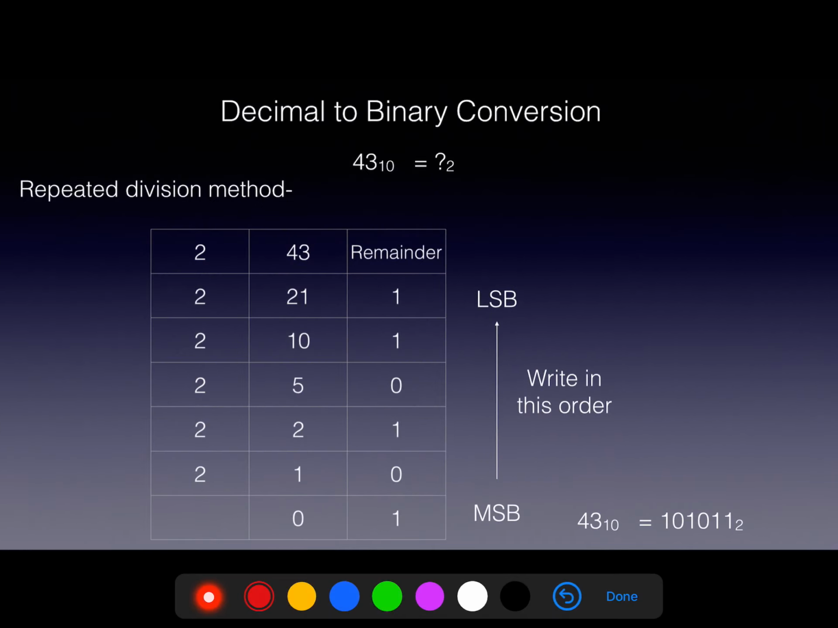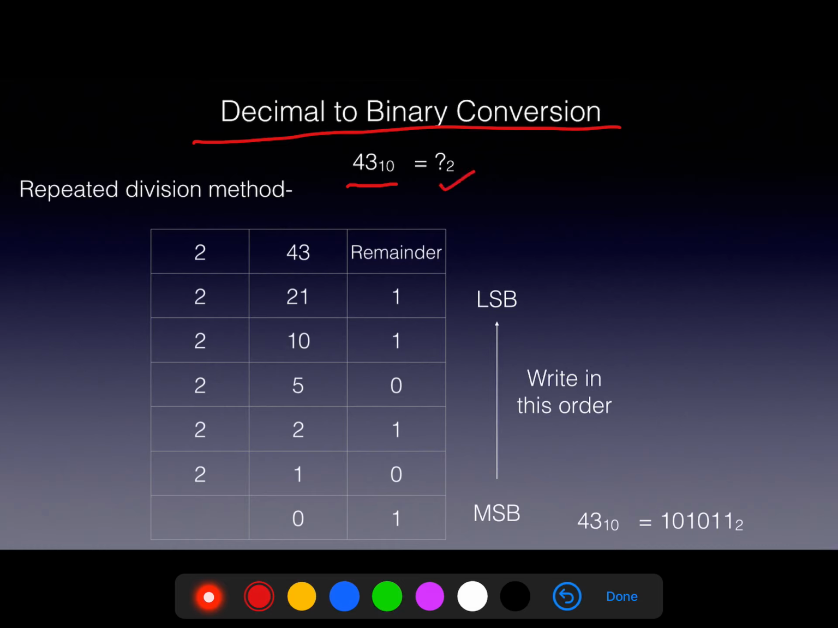Now we will see how we can convert a decimal number to a binary number. Let's take an example of a particular number, let's say 43, and here I've written base 10. That means the number is 43 and its base is 10. This is the decimal number 43 and we need to convert it to binary, that is base 2.